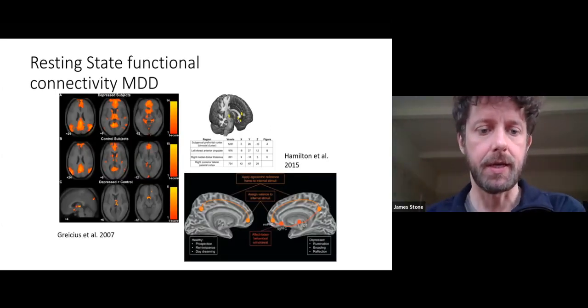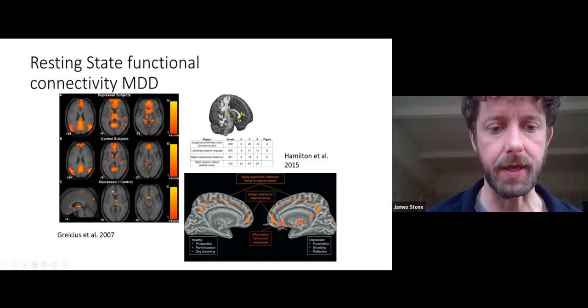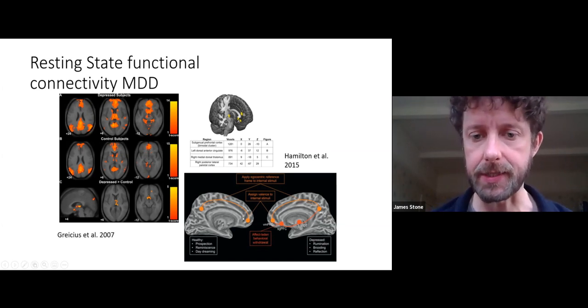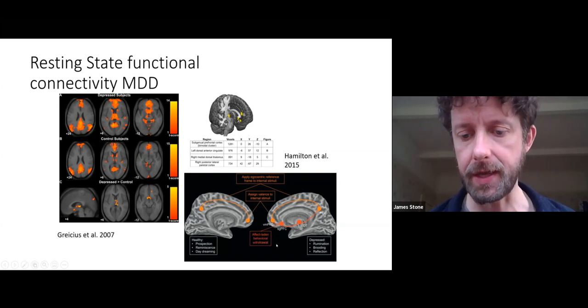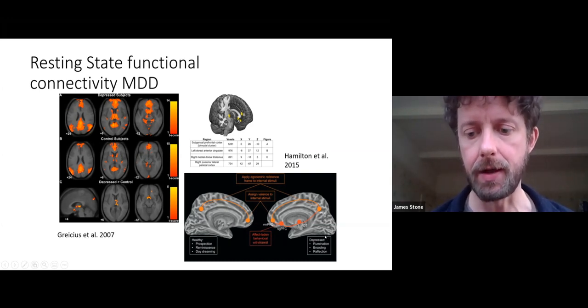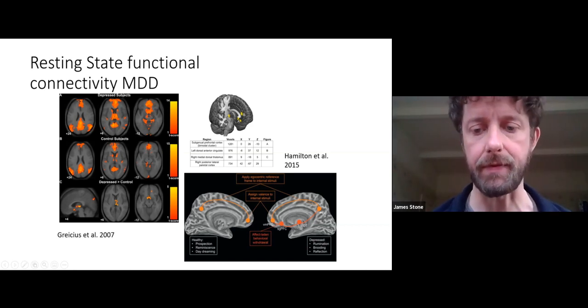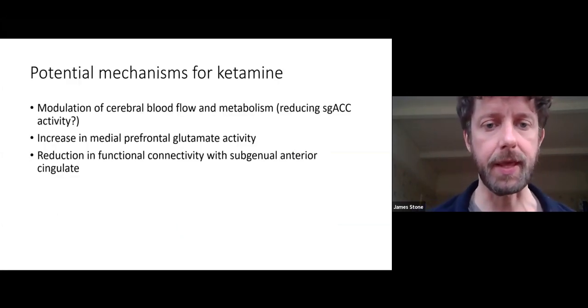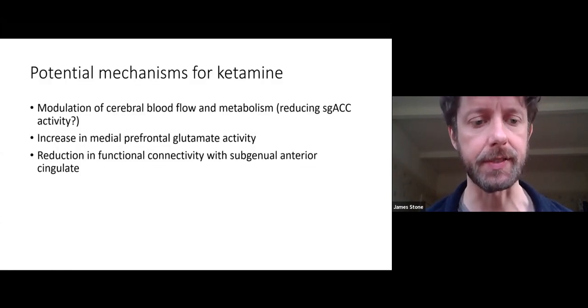And lastly, there seem to be increases in functional connectivity in patients with depression to the default mode network. The idea behind this is that patients with depression might spend more time thinking about, ruminating on negative thoughts and so on, and it's possible that breaking down this level of connectivity might be a way that ketamine could have antidepressant effects. So these are potential mechanisms for ketamine: either modulation of cerebral blood flow and metabolism, increasing medial prefrontal glutamate activity, or reducing functional connectivity in the subgenual anterior cingulate.